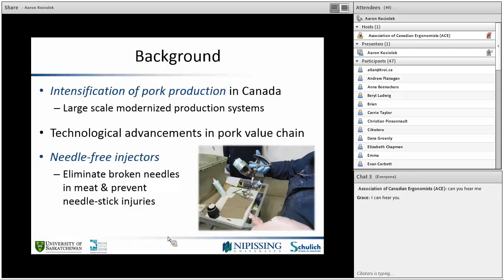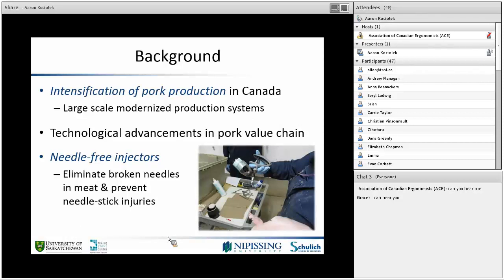Just as a little bit of background into this project, within the past few decades, and particularly since the Great Economic Recession, we've seen a rapid intensification in pork production within Canada. This has led to large-scale modernized production systems, and when you start to move work into these large-scale production systems, what you see is greater specialization in the jobs that exist. When you get this greater specialization in jobs, this often necessitates different technological advancements in order to keep up with the changes in the processes.